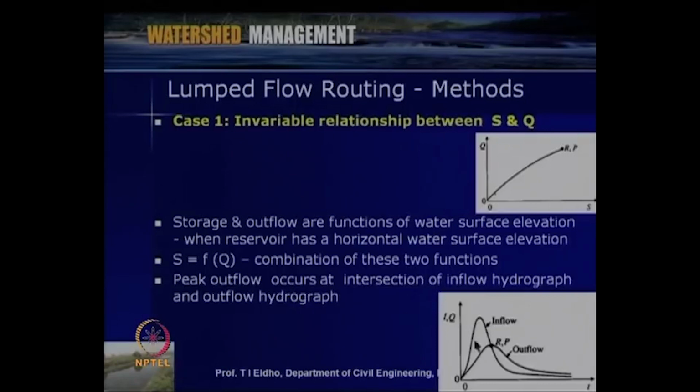So, then as we can see, the peak flow occurs at the intersection of the inflow hydrograph and outflow hydrograph. So, say if this is the outflow hydrograph, this is the inflow hydrograph. So, here with respect to the peak flow we can identify the peak outflow, this is the peak outflow, and then in this case 1 we consider the invariable relationship between the storage and the outflow.